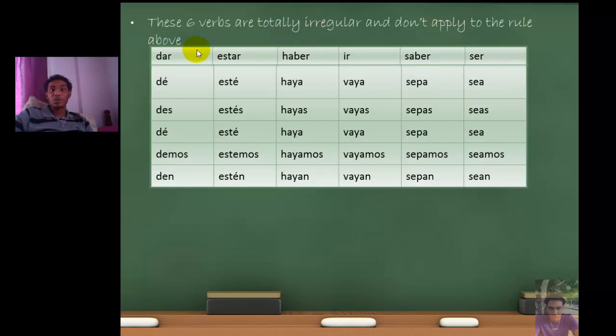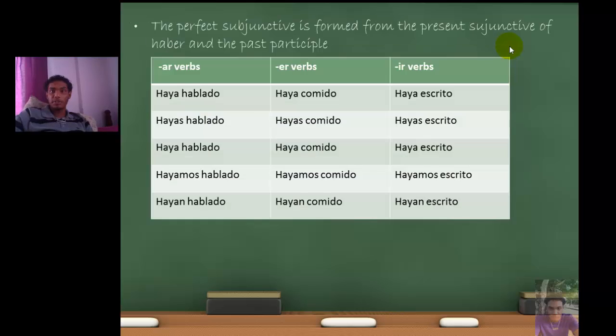These 6 verbs are totally irregular, and they don't apply to the rule above, because you can't just say doy and then drop the y or something and add the endings, right? So just learn these. These are very important. You can just pause the video and take a note of them if you like, right?